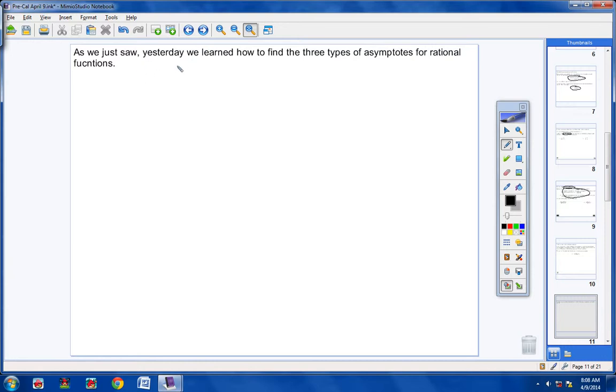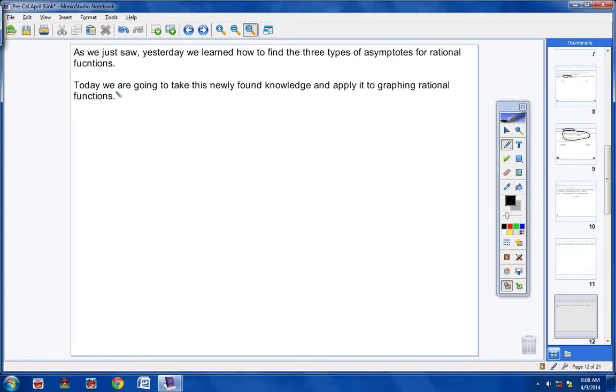As we just saw, yesterday we learned how to find 3 types of asymptotes for rational functions. Today, we are going to take this newly found knowledge and apply it to graphing rational functions. Men, you cannot graph rational functions unless you first know how to find asymptotes. Okay? Moving on. Here's your heading for today, Graphing Rational Functions, Lesson 3.5. The date today is the 9th.